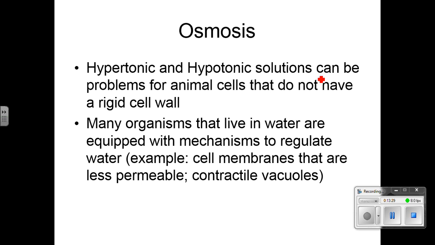Hypertonic and hypotonic solutions can be problems for animal cells that do not have that rigid cell wall. Many organisms that live in water are equipped with mechanisms to regulate water. For example, they have cell membranes that are less permeable, so they have less movement of water in and out. Some of them even have contractile vacuoles that pump water out of the cell so that it doesn't get overly waterlogged, I guess you could say.